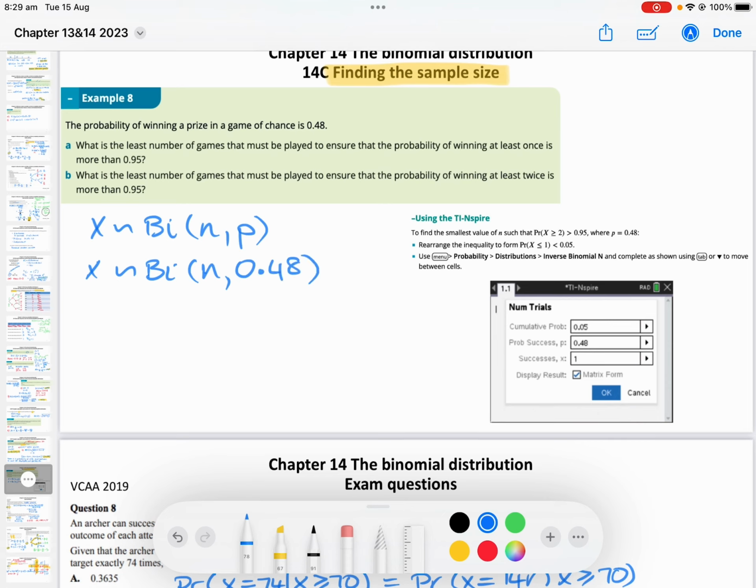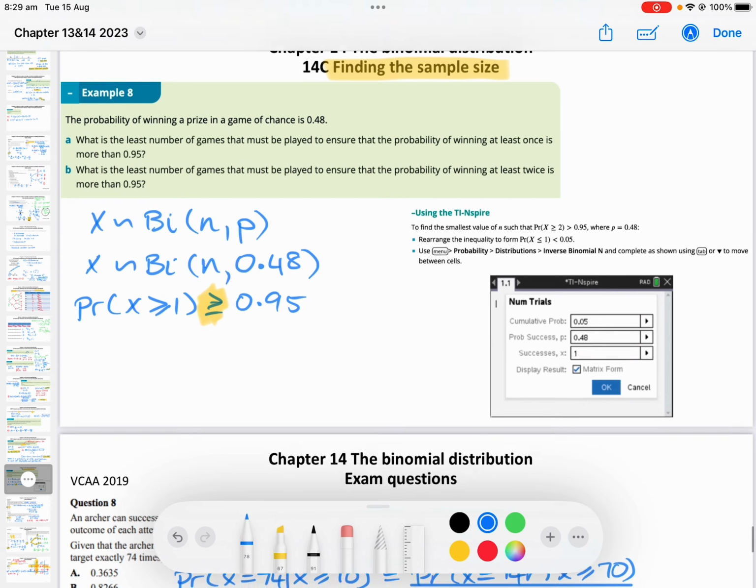What is the least number of games that must be played to ensure the probability of winning at least once? The probability of one or more is greater than or equal to 0.95. So essentially we'll consider it as equals 0.95, and then we just need that or more games.